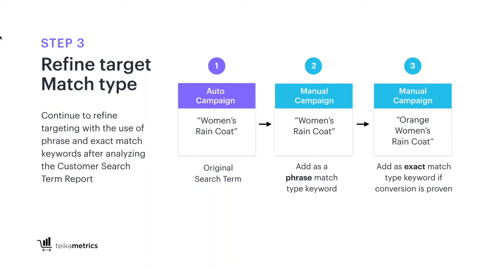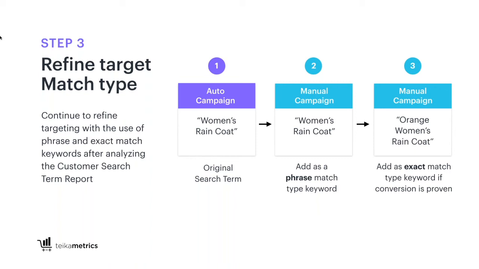We want to move that to phrase. So we're just looking at women's raincoat exclusively as a phrase and not adding women's raincoat as a broad, opening you up for risk on random search terms. From there, now we're starting to see that people are being a lot more specific with their search, because they are coming to that keyword that has the root women's raincoat, but now they're searching orange women's raincoat. So you want to be able to capture that search term and add that as an exact match type.